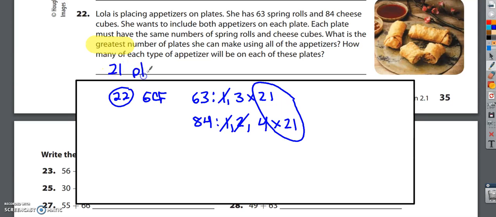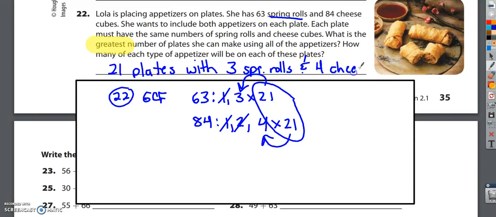So that means she can make 21 plates. The first question was how many plates she can make. And then put the word with here because the second question asks what goes on those plates. Well, here's what goes on those plates. 3, and I think the first number was spring rolls. 3 spring rolls and, check this out, 4 cheese cubes. That's the answer. That's how you can use a multiplication chart to get your answer super quickly. 21 plates with 3 spring rolls and 4 cheese cubes. Now, I know these can be a little bit complicated, but I'm sure you're noticing that with practice it just gets a little easier.